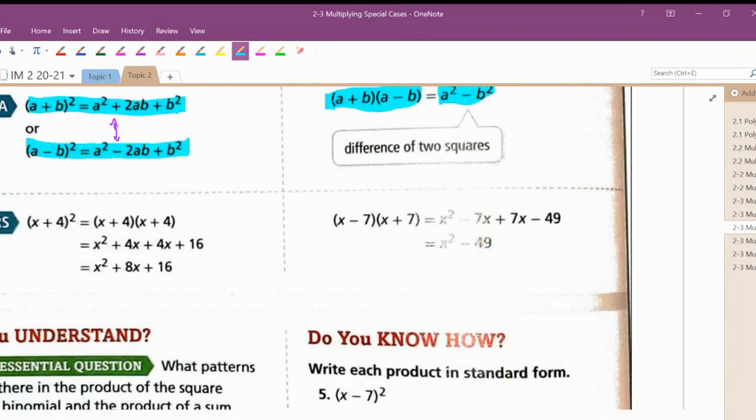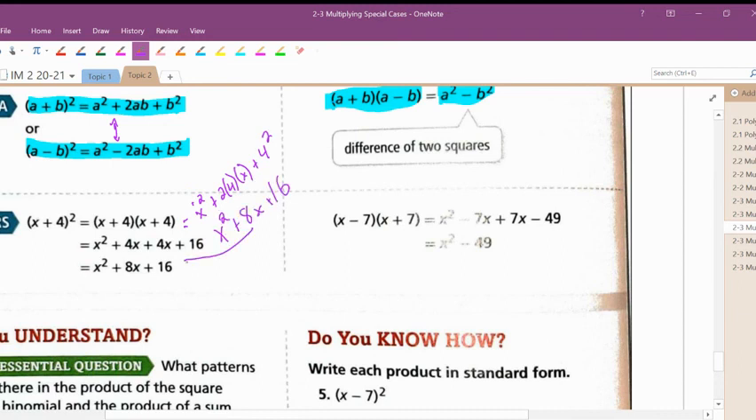X plus 4 squared is x plus 4 times x plus 4. If we use our shortcut, it would be x squared plus 2 times 4 times x plus 4 squared. So that would be x squared plus 8x plus 16. We get the same place. Is it quicker? I don't know. Is it better? Not really. Just different. Then we do x minus 7 times x plus 7.